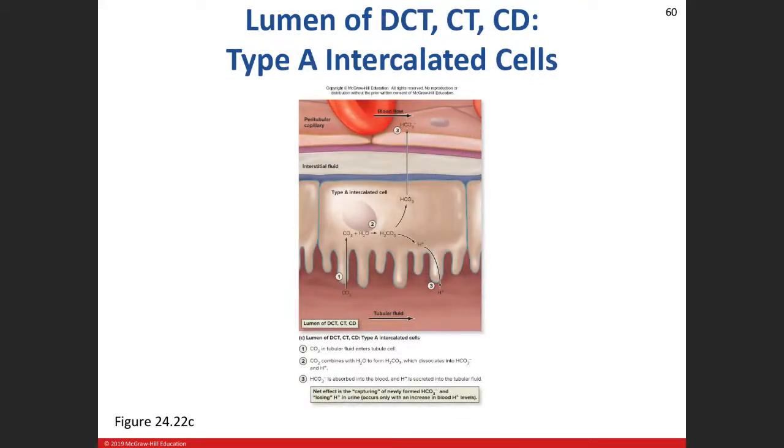All right, questions about that? All right, so now let's talk about what happens when the blood is too acidic. When we're down here in the collecting duct, the collecting tubule, and the distal convoluted tubules, now we're going to be dealing with the intercalated cells here.